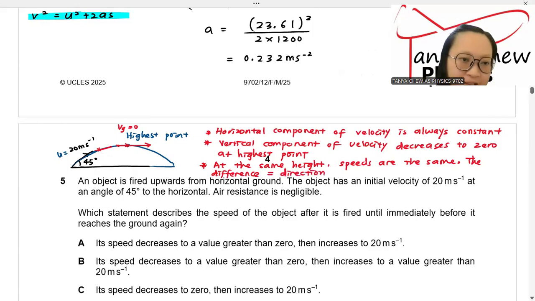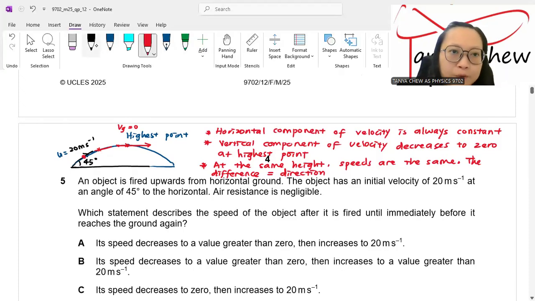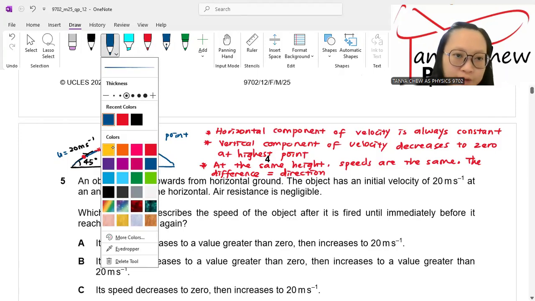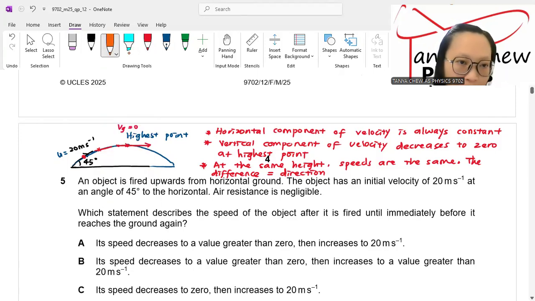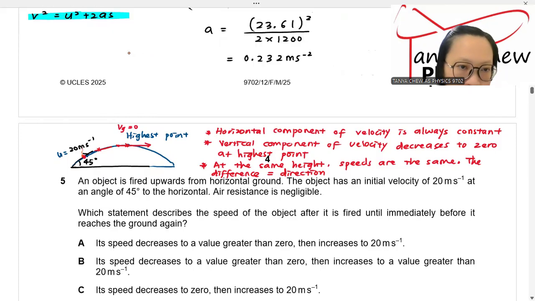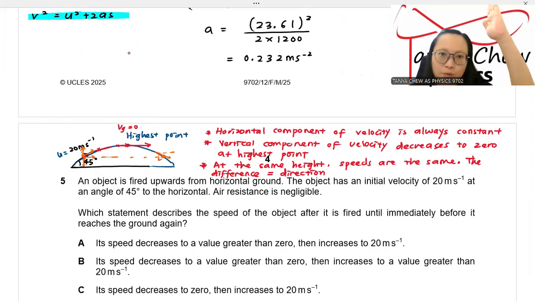Let's say I take the initial speed, the speed at this point. I'm going to use a different color, orange, so that you can see it clearer. Could you see that at this point, I can resolve it into two directions? Vertical is going up, horizontal is going to the right. And at the same height, you can also resolve it into two directions. It is just that the vertical is down.